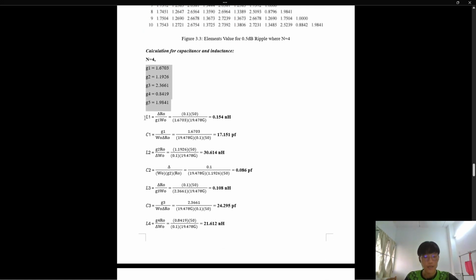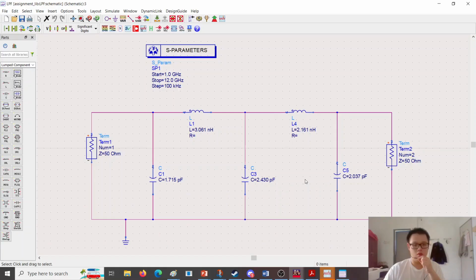Later on, we need to convert it. Not convert it, we calculate it using the formula, and we calculate it respectively. Then we can get all the answers.